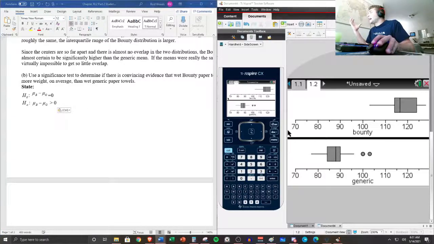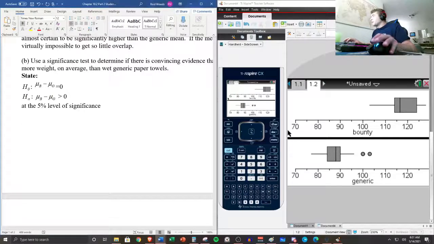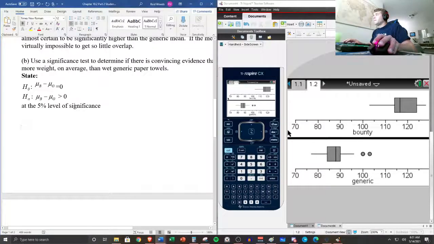And we're doing this at the 5% significance level. It didn't tell us any kind of significance level, but that's what we're going to be doing. So stating our hypotheses is the first part of this. And we know that mu of B is the Bounty, and we have mu of G, which is the generic.